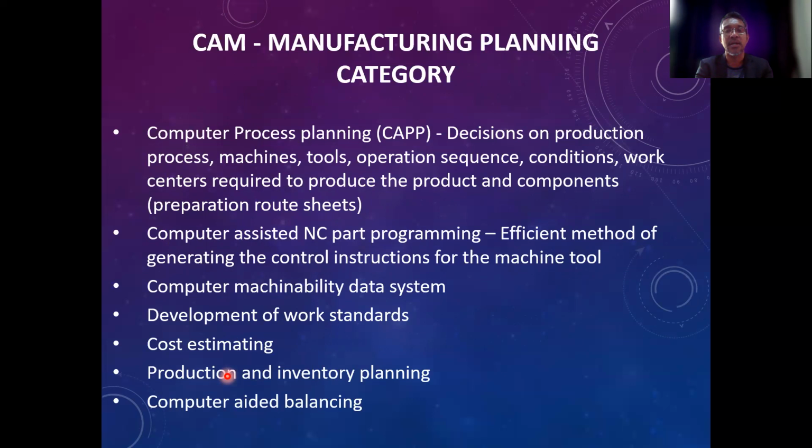And then they have several categories for planning, for example, manufacturing planning. They have computer process planning to make decisions on production processes, machine tools, operation sequence, conditions, and work centers required to produce the product and components.